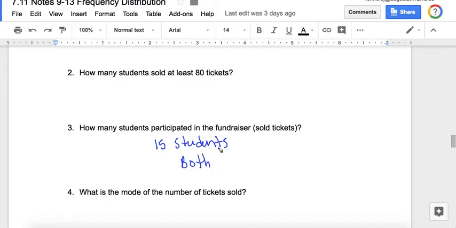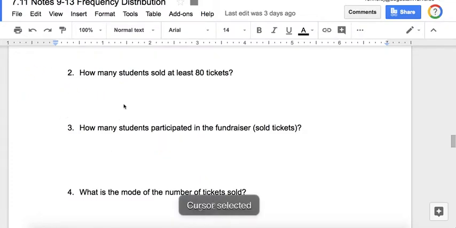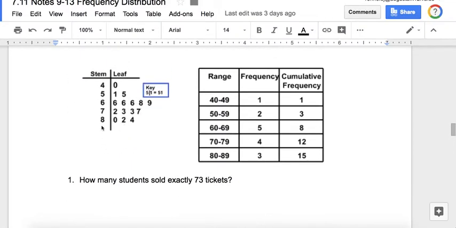The next question is, what is the mode of the number of tickets sold? So I'm looking for the number that appears the most often. So I look up here, and I can tell from the stem and leaf plot, I can't tell what the mode is on the frequency distribution. So the mode here is 66 because that's the number that appears most often.